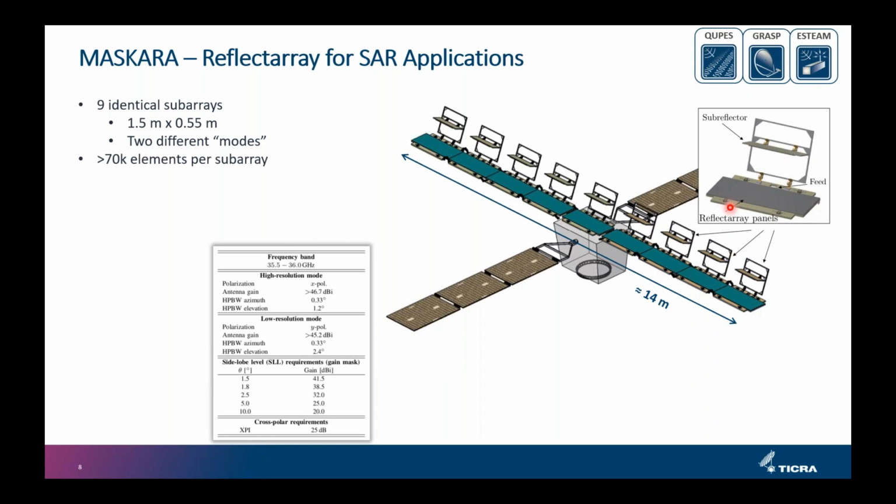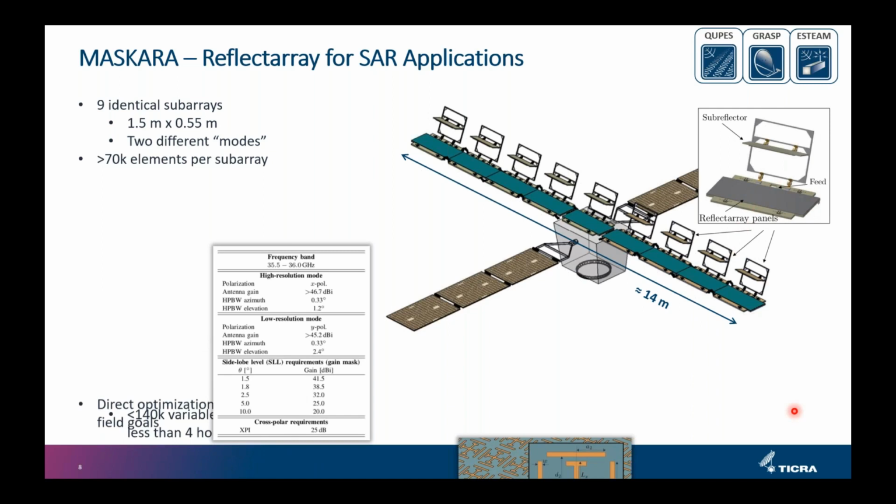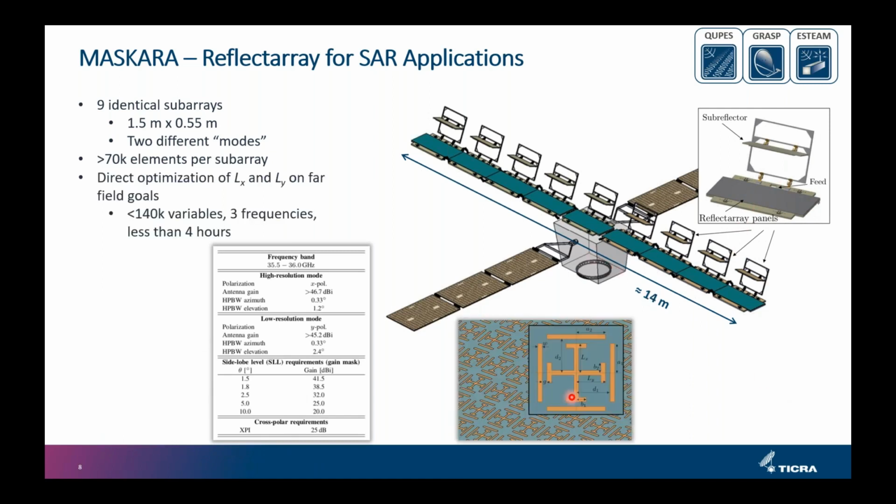Each of these reflector array panels contains more than 70,000 elements, and we then put that into our system. Each element is like this, and we then vary the length of these arms of the Jerusalem cross down here. And this means that we have 140,000 variables on our panel here, 3 frequencies, and we can optimize this in less than 4 hours using this tool.